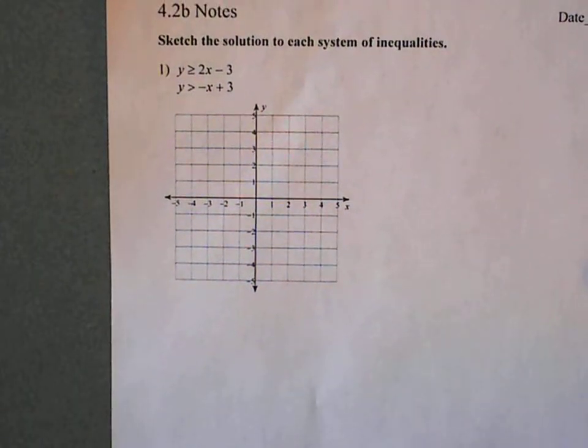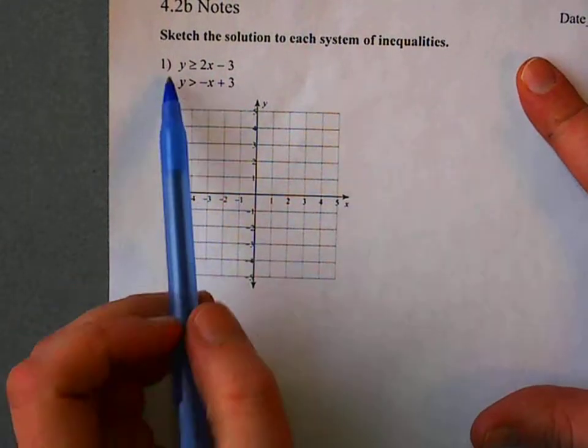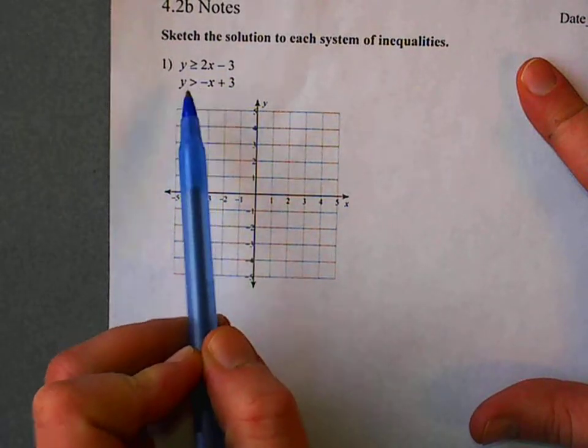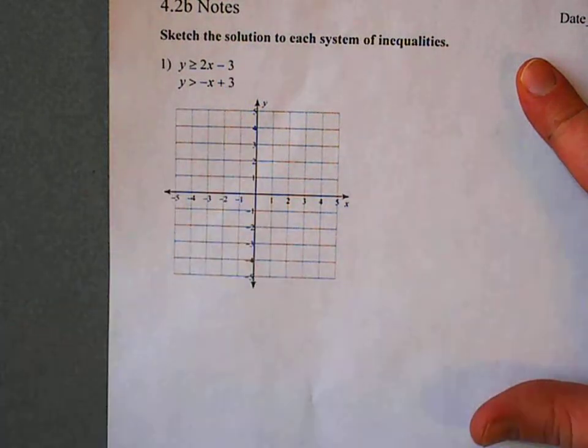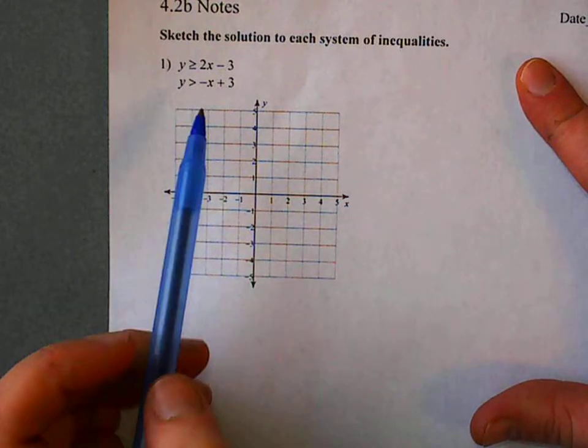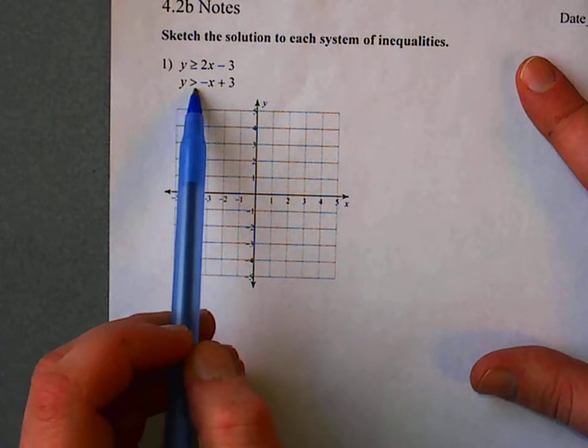Okay, so we are going to do this question. We're going to sketch the solution to each system of inequalities because we've got one on the back too. Now, we need to find the solution to these. What does it mean to find a solution? Well, if you remember, it means we need to find the x and y that make it work. And so our goal is to find the x's and y's that make both of these work.